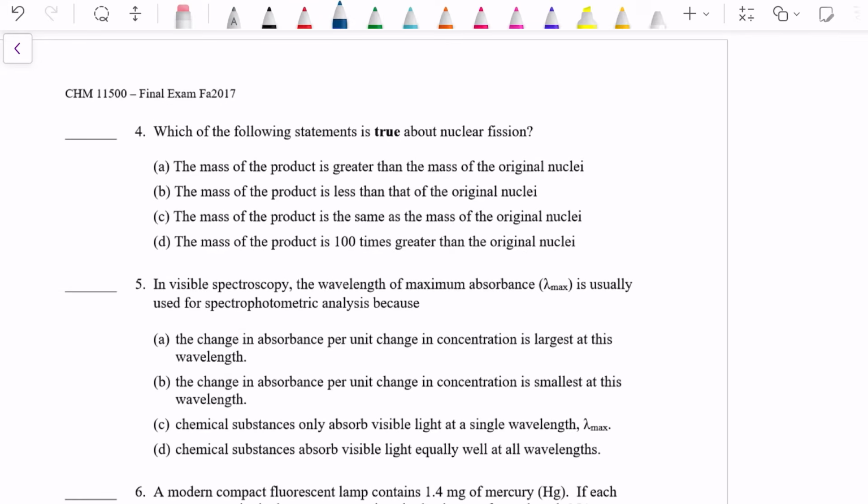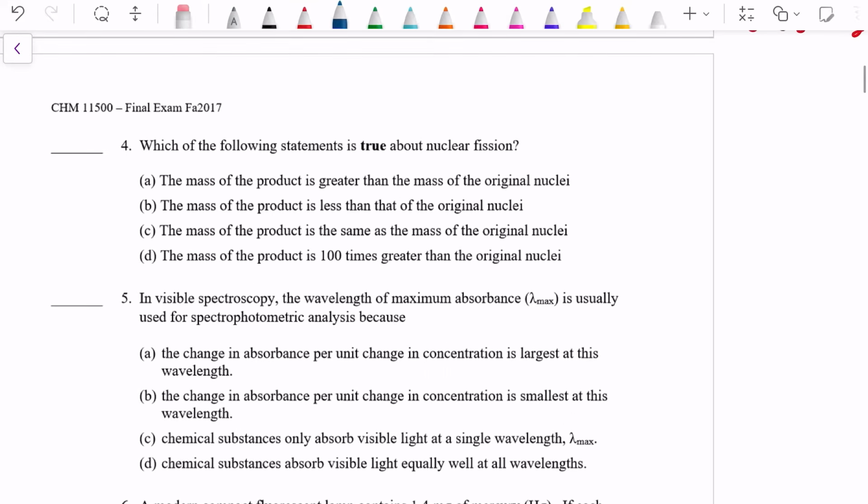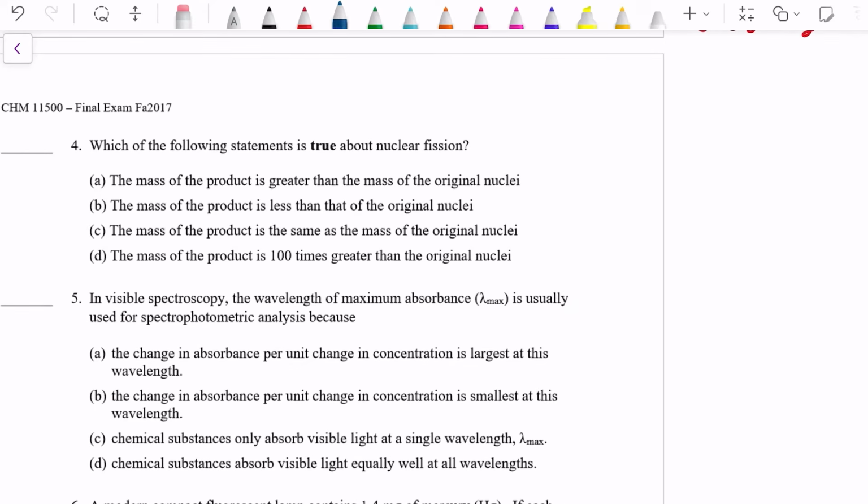Problem 4. Which one of the following statements is true about nuclear fission? A, the mass of the product is greater than the... Okay, so all of these answer choices are talking about mass changes from fission. There is a problem similar to this in one of the other exams. So what is fission, first of all? It's the splitting of a big particle into smaller particles.